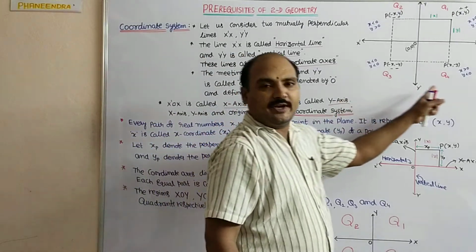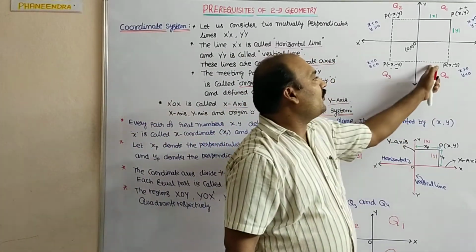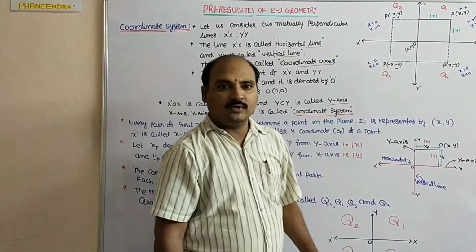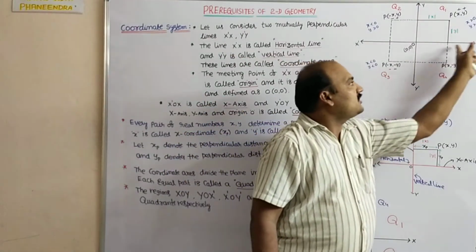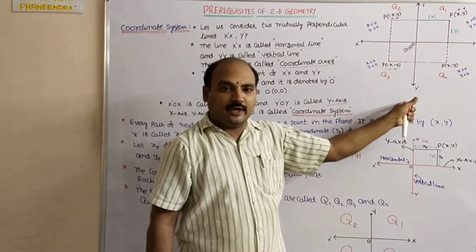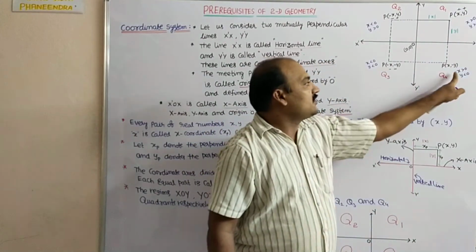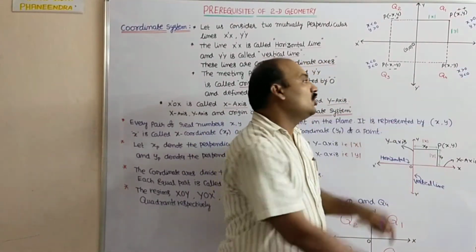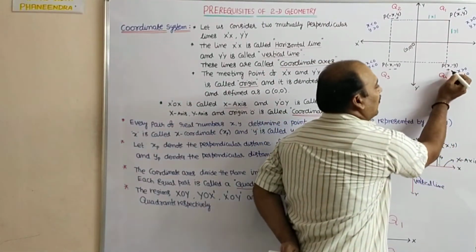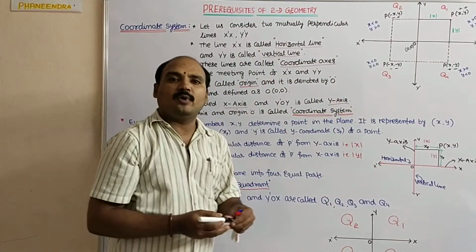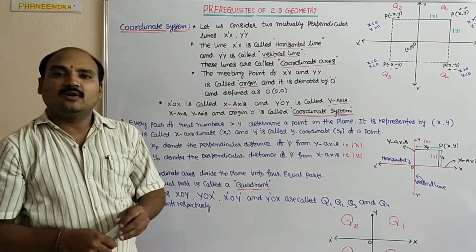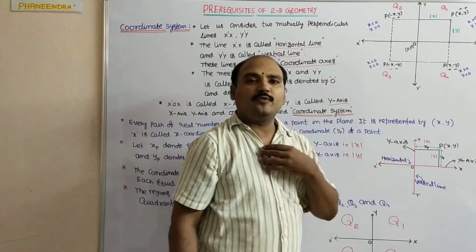Come to the fourth quadrant, P of x comma minus y. In this fourth quadrant, x is positive, y is in the negative direction. This is the negative direction, this is the positive direction. So x is greater than 0, y is less than 0. So it is P of plus minus. A point in the form of plus minus belongs to quadrant 4.